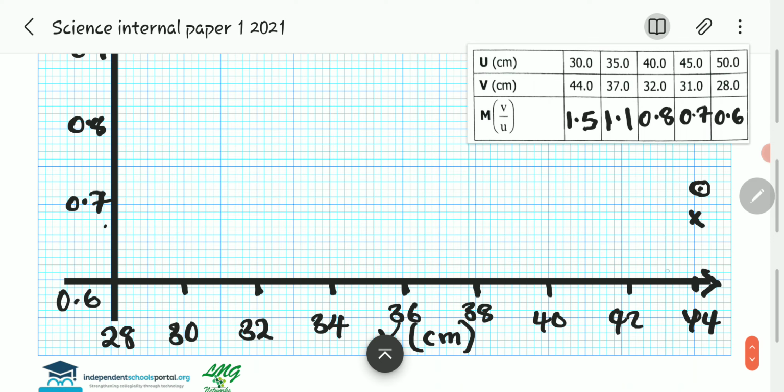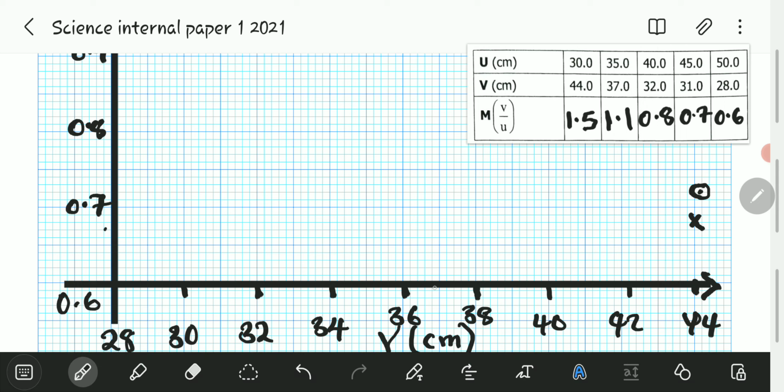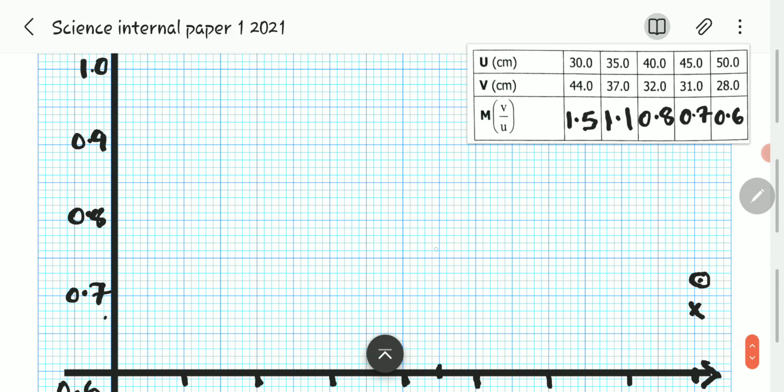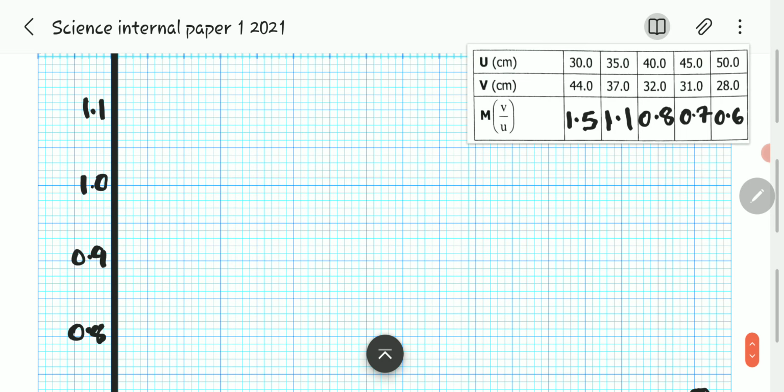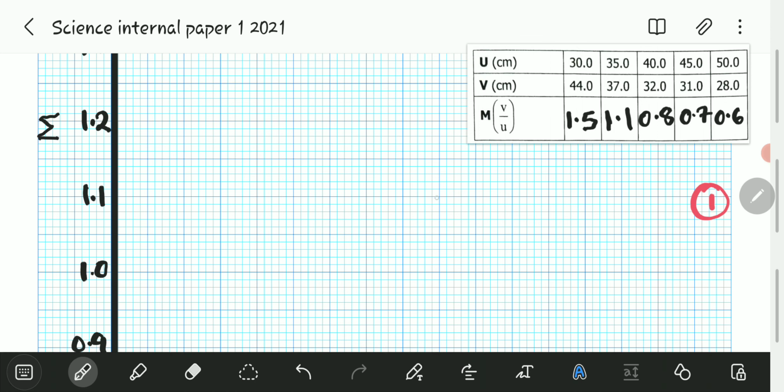So I come back and I look for 37, 1.1. Where is 37? 37 is exactly between 38 and 36. So this is where 37 is, and I will follow this until where it meets 1.1, which is here. So this is the other point, okay.